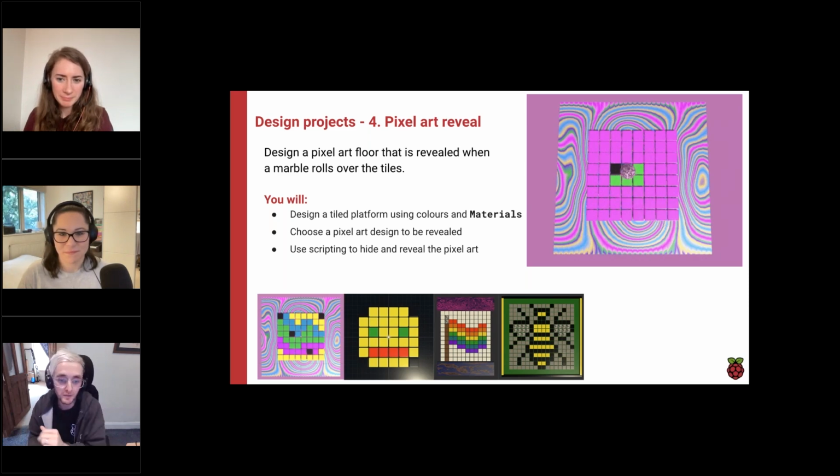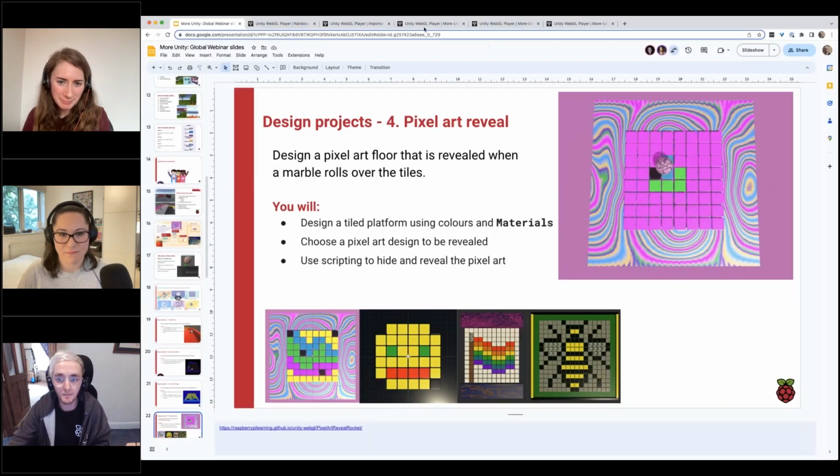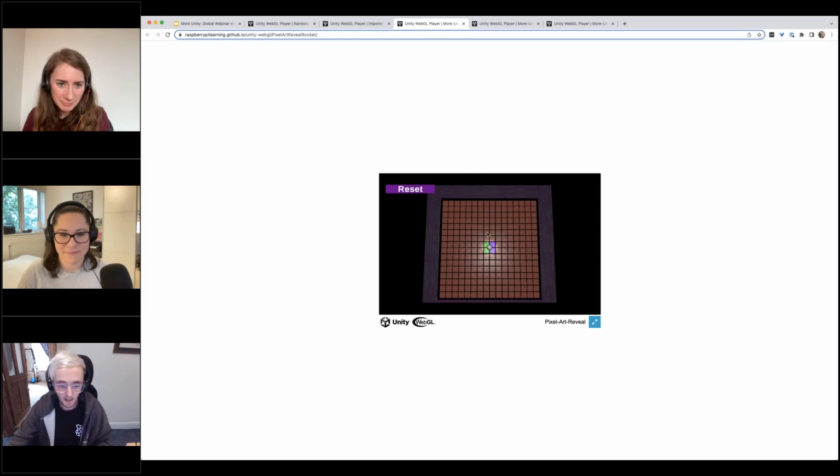And you can see some examples made by the team down here. We've got a smiley face, pride flag, bumblebee, and then I have a rocket that I made, which is here. It's really big, so I'm probably not going to have time to reveal the whole thing to you, but you can have a go at it yourself.